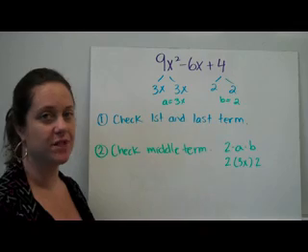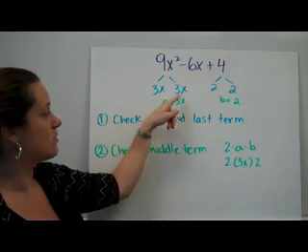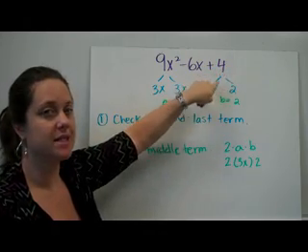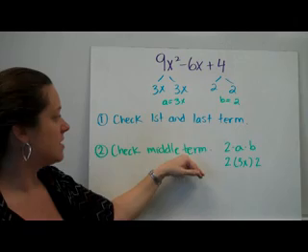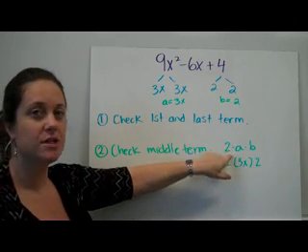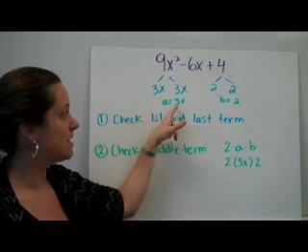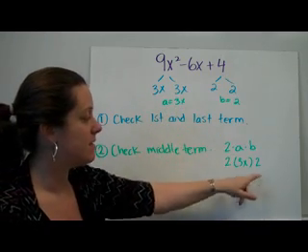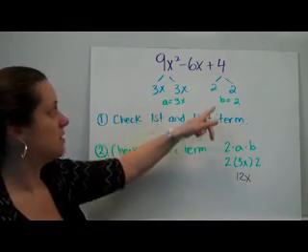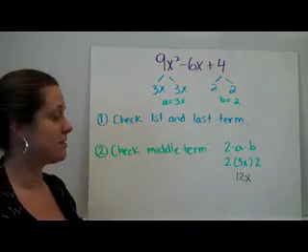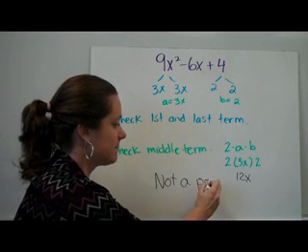Alright, so moving forward, let's try this one and see if this one is a perfect square. So we check, and the first term is a perfect square. The second term is a perfect square. Okay, so were they perfect squares? Yes. Check the middle term. 2 times A times B. So I check 2 times A times B, and that gives me 12x, which does not match my middle term. So this is not a perfect square.